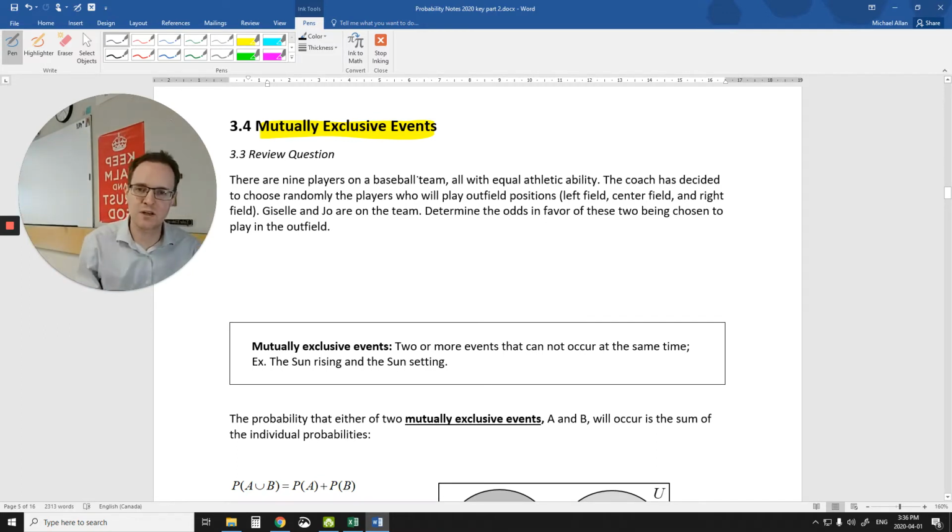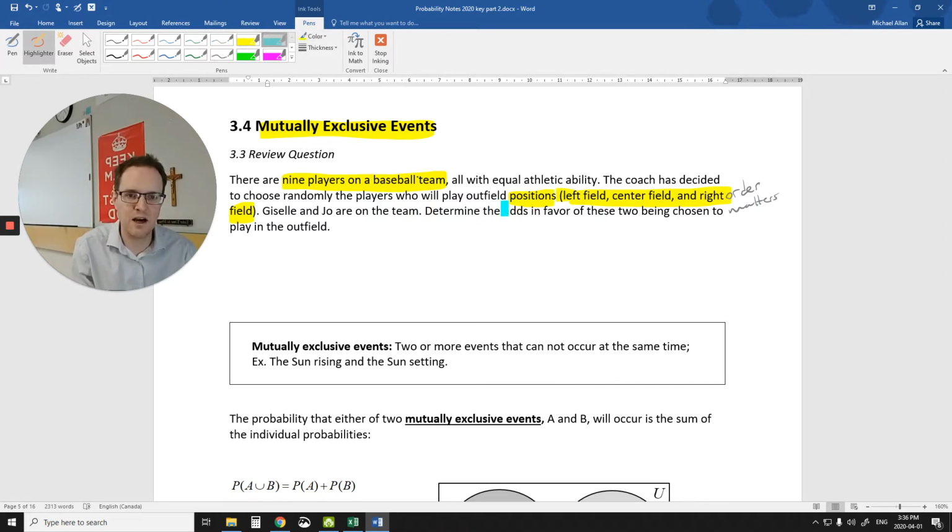from 2 chapters ago. So here we have: there are 9 players on a baseball team, all with equal ability, and the coaches decide to randomly choose players to play in the outfield positions. And there's positions here. Okay. So because there are positions, order matters. I'm just going to write that on that side here. Order matters.